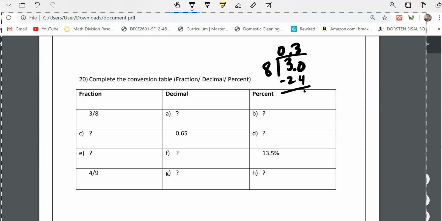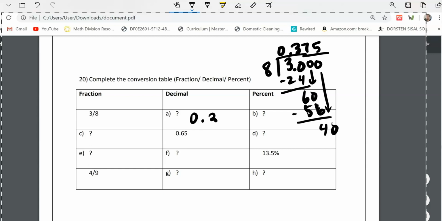And then here we'll get a 2, another 0. And then this goes in there 5 times for 40. No remainder. And so as you can see, this is a terminating decimal. So the answer to this one, you should have gotten 0.625. I'm going to erase the scratch work.